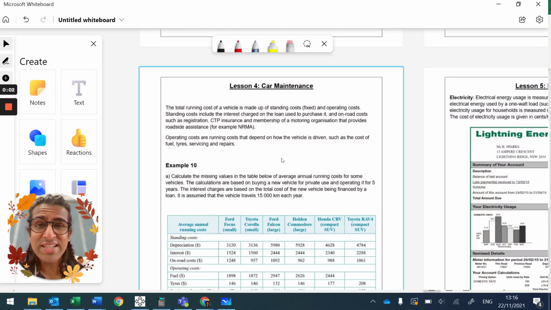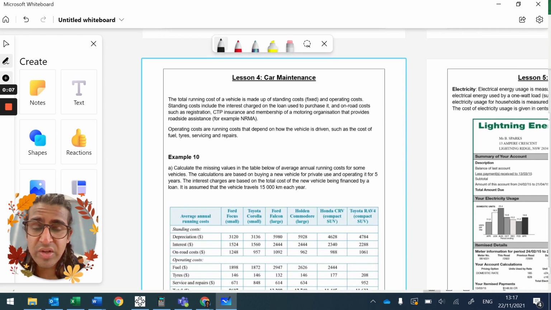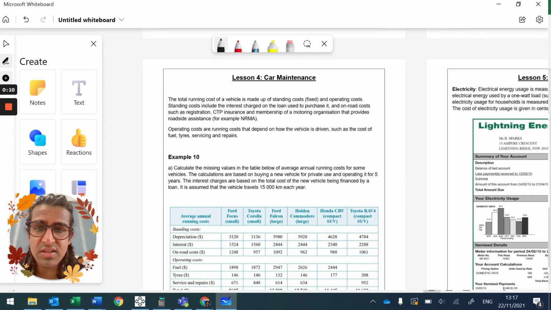Okay, welcome to lesson 4 of budgeting and household expenses. So we're looking at car maintenance. This is the last in the series of all the car stuff that we've been looking at.